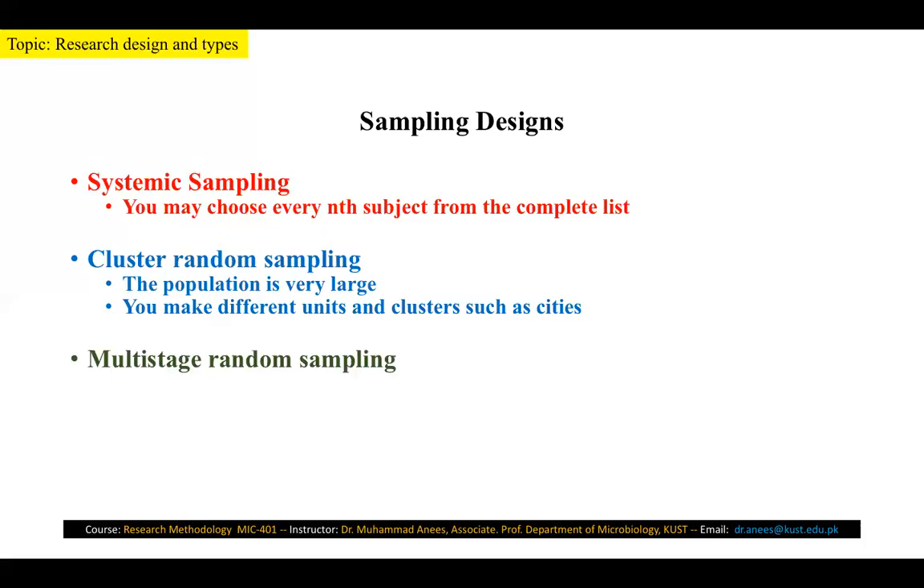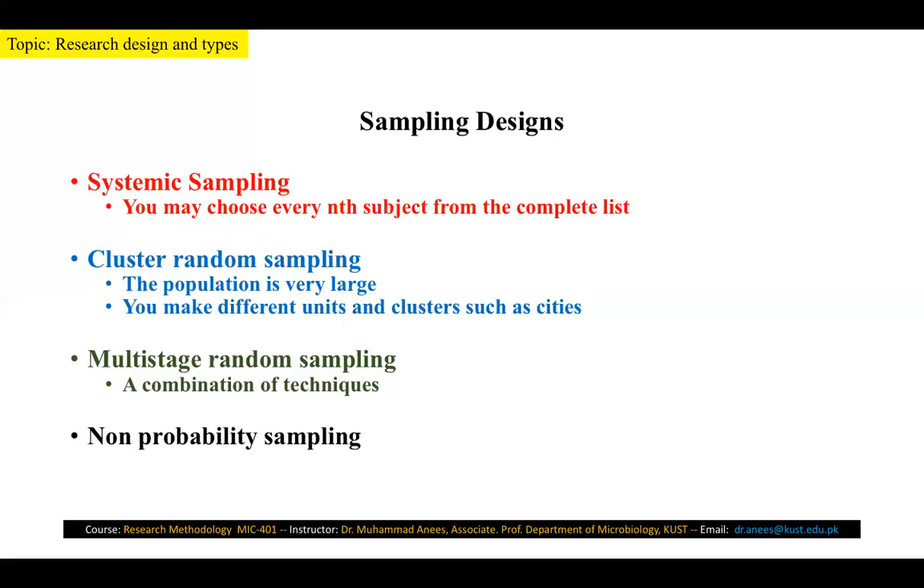Then the final type of probability sampling is multi-stage random sampling. In this case, you mix all the techniques. It's a kind of combination of techniques. So in the same design, you can use different sampling techniques based on your requirement.